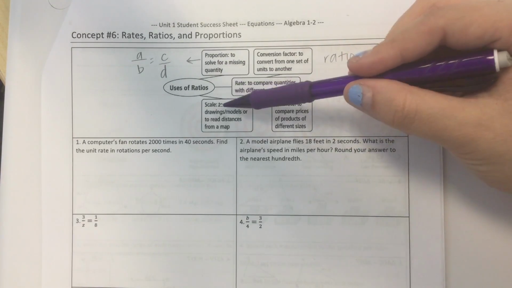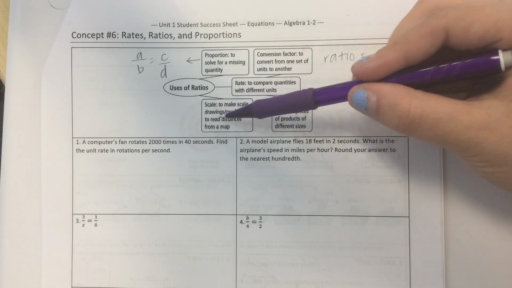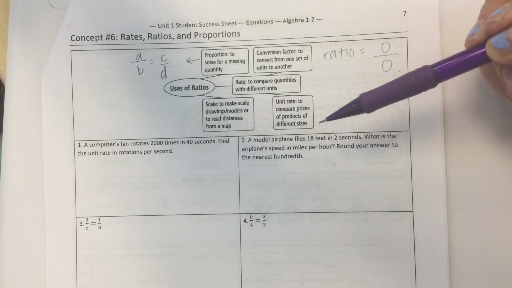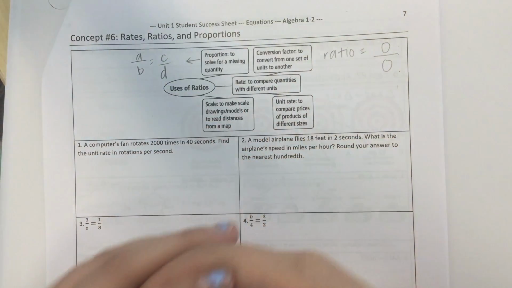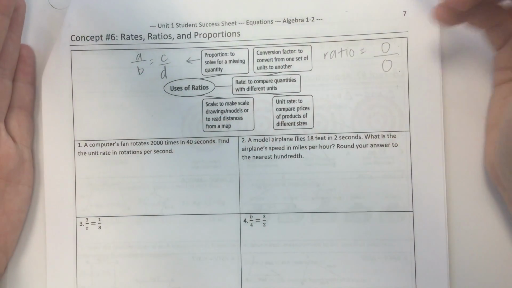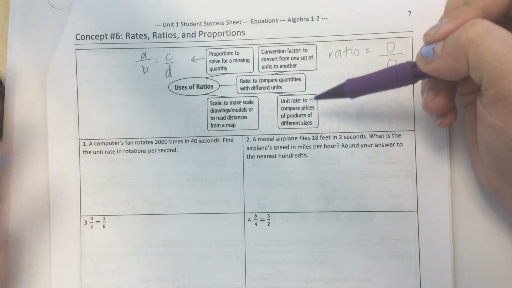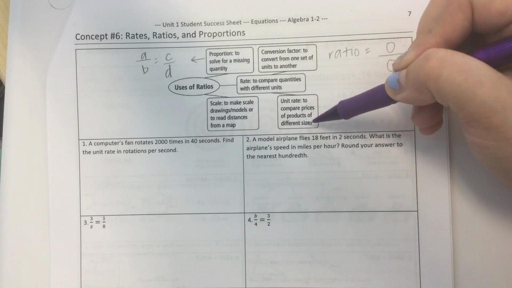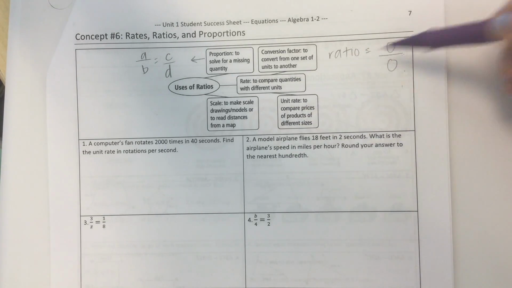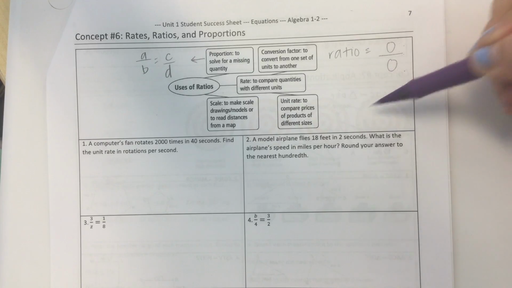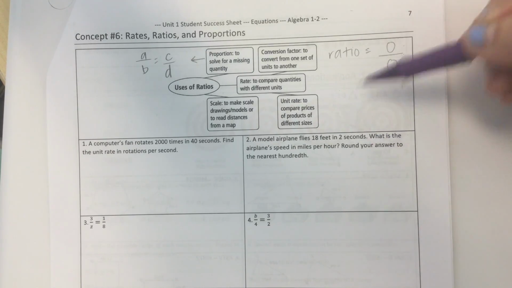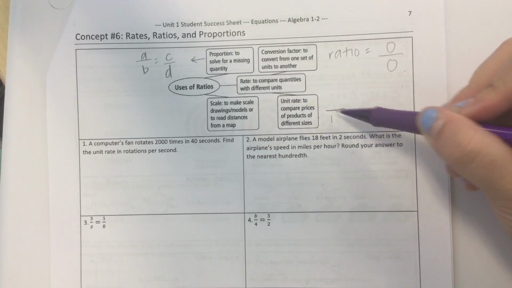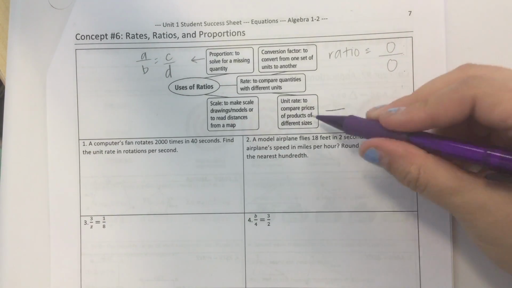Okay? A scale is to make scale drawings or models, to read distances from a map. So a map is not to scale, obviously, but what they do say is every 10 centimeters represents 5 miles. That is a scale. Okay, and then finally a unit rate is to compare prices of products of different sizes. So a unit rate is just like what I said earlier with a ratio, is how many dollars per 1 gallon or how many dollars per 1 pound. That is a unit rate. Whenever you have 1 in the denominator, that is a unit rate. Something over 1, that's a unit rate.